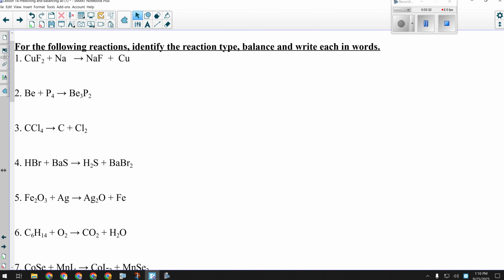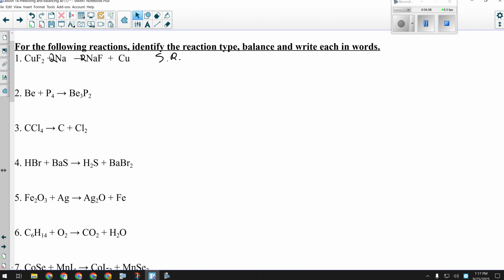So for number 1, I've got an ionic compound reacting with an element, getting a new ionic compound and a new element. What kind of reaction are we looking at? Single replacement. So that's the first thing. And of course, if we were predicting, that is something we would have to be able to identify with just the reactants. Okay, I've got to balance this thing. Right now, the fluorine is out of balance, so I'll need to put a 2 here. It's also the biggest number. When I put the 2 in front of that, I will also have to put a 2 in front of sodium, and then the rest of the reaction is balanced.